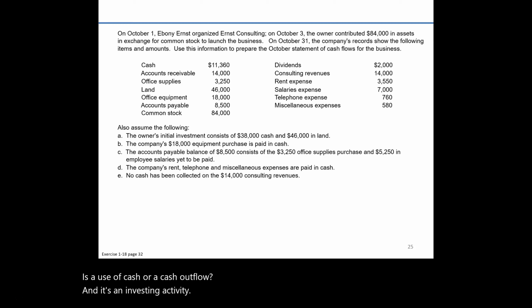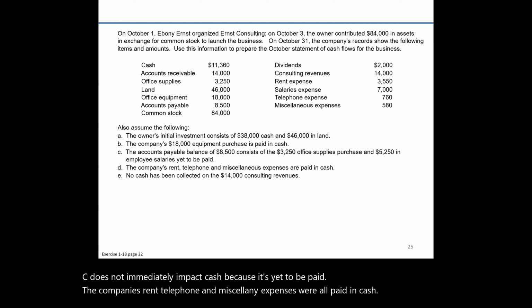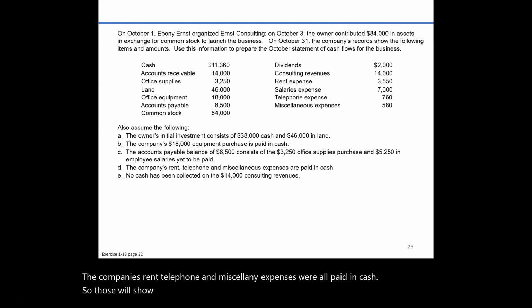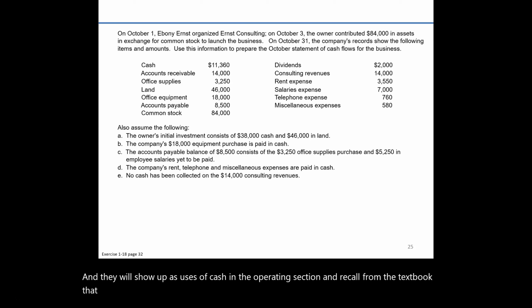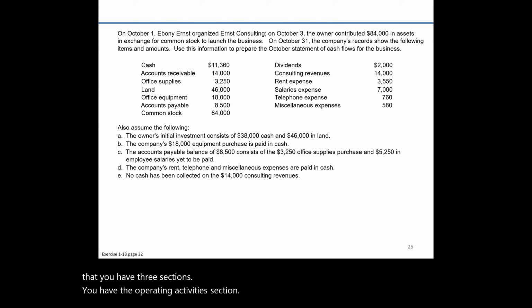C does not immediately impact cash because it's yet to be paid. D, the company's rent, telephone, and miscellaneous expenses were all paid in cash, so those will show up as uses of cash, and they will show up as uses of cash in the operating section. And recall from the textbook that you have 3 sections. You have the operating activities section, the investing activities section, and the financing section.